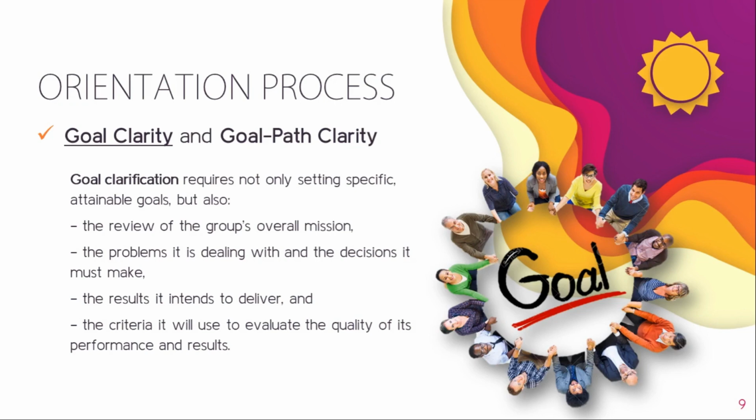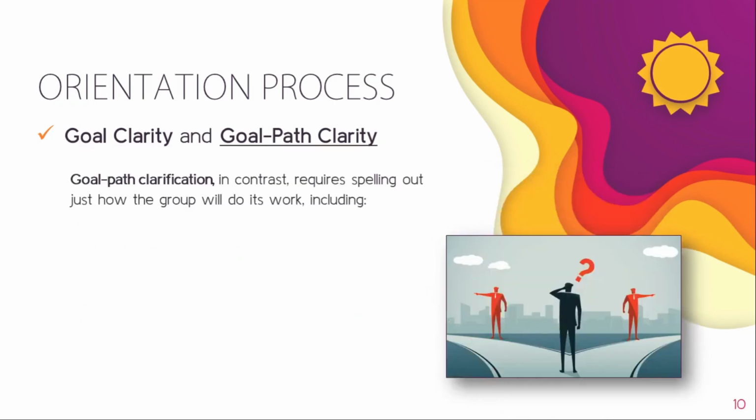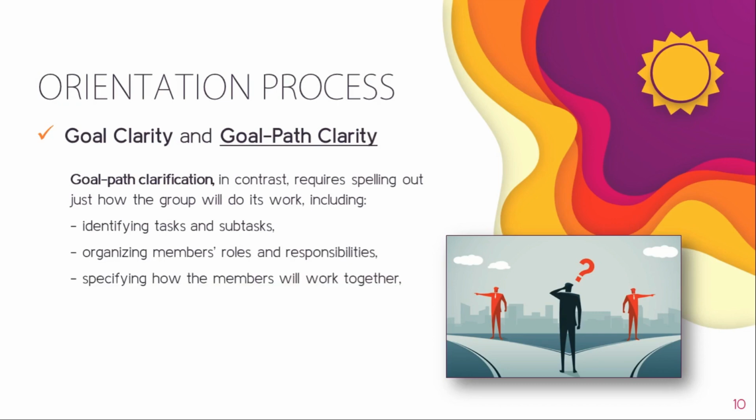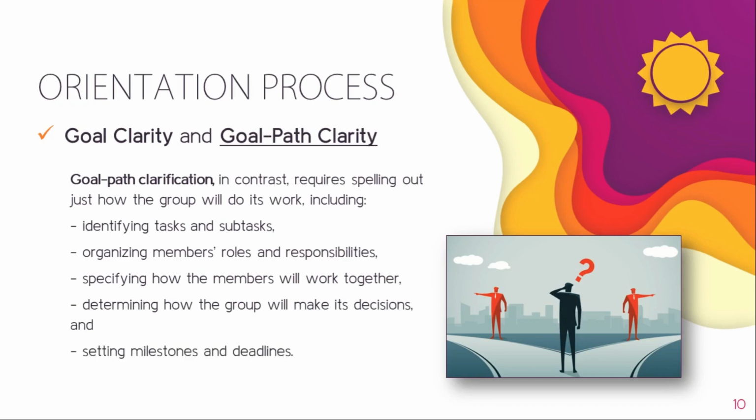Next we have goal path clarity, or goal path clarification, which in contrast requires spelling out just how the group will do its work, including identifying tasks and subtasks, organizing members' roles and responsibilities, specifying how the members will work together, determining how the group will make its decisions, and setting milestones and deadlines. With this, both groups and their members are more successful: they could make better decisions, solve problems more efficiently, and of course waste less time.